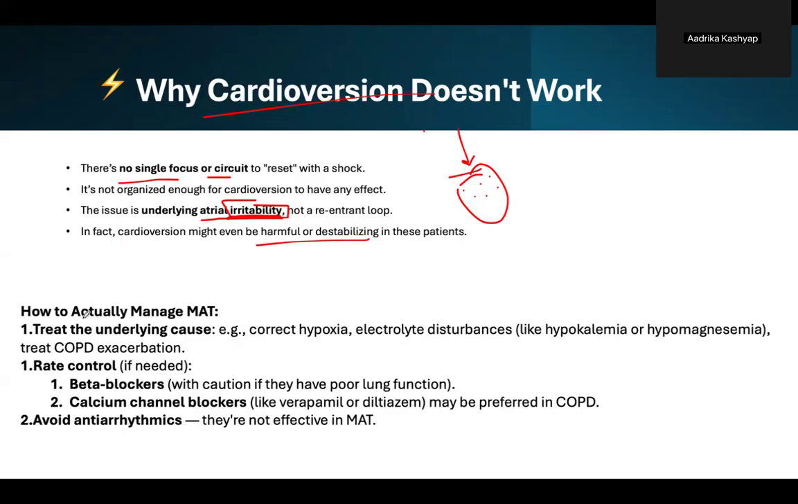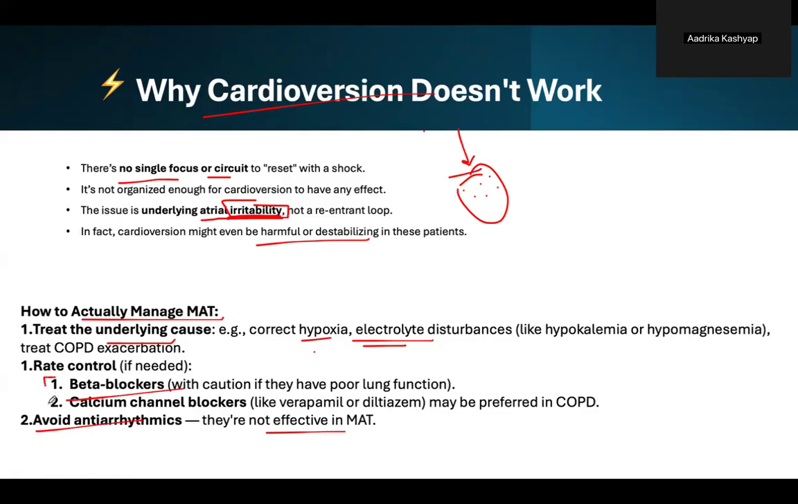So how do you actually manage? You treat the underlying cause. Mr. Brown had increased potassium, for example, or decreased potassium, or whatever it is. You try and solve that problem, solve the hypoxia. These patients, for the most part, are going to be palliative care. Depending on what your problem looks like, you solve that underlying problem, and you just give rate control drugs. You don't give antiarrhythmics because they're not effective.